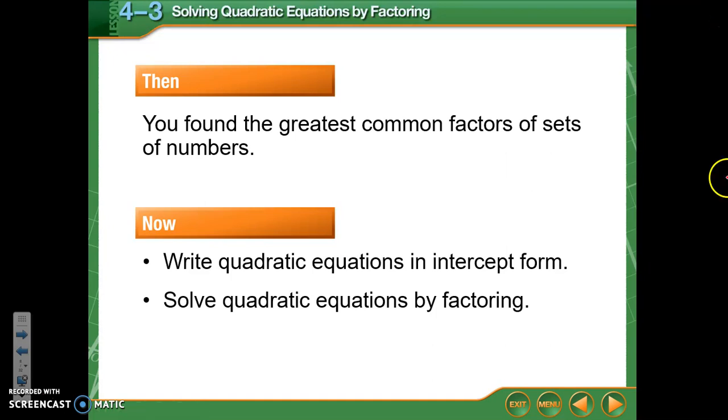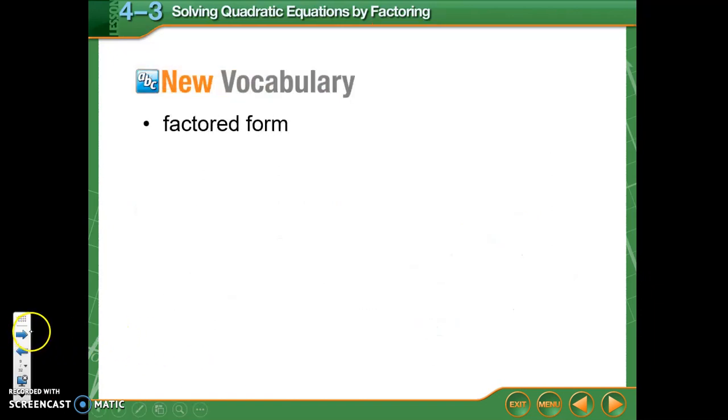So what we're going to focus on today is another way of solving, which is by factoring. That's why in our last video we reviewed the different techniques of factoring, because for this section they are assuming that you know them all and that you can use them correctly. So we're going to learn how to write quadratic equations in intercept form, which is actually the same as factored form. And then we're going to solve by factoring. So we have two main skills today.